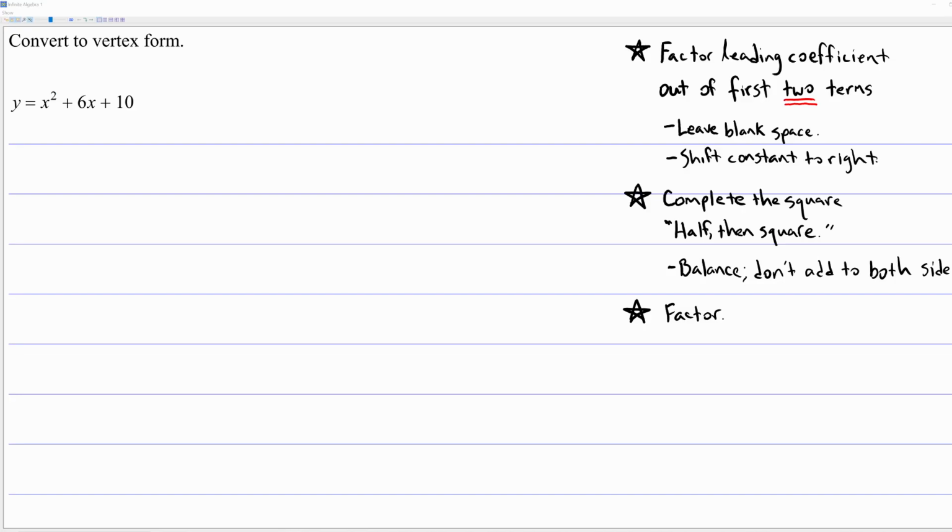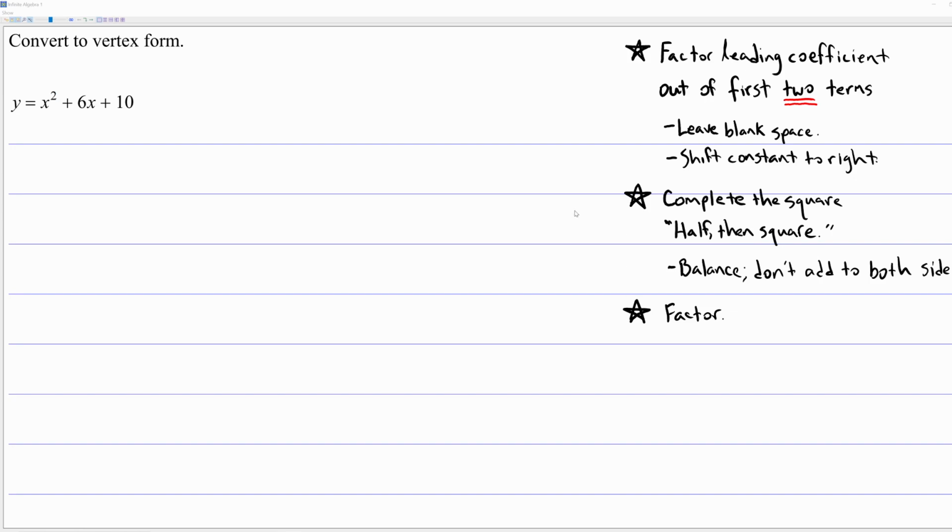Hi everybody. This video is about converting a quadratic function from standard form to vertex form. So the quadratic function that you see here, y equals x squared plus 6x plus 10, this is called standard form. Vertex form is where we'll be able to graph and see certain features of the parabola without doing much work. So I've listed the procedure for converting to vertex form over here on the right side of the screen.